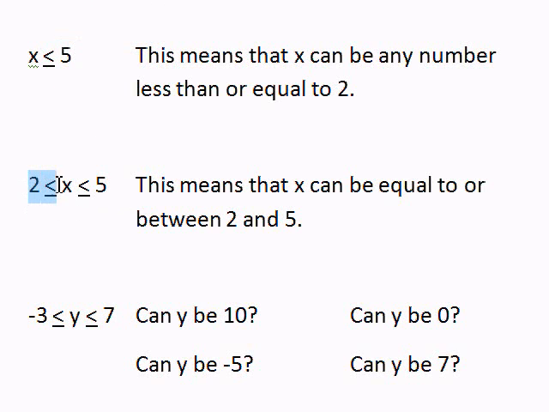The one that can be confusing is this one right here. Notice that x is between the two numbers. The way this is written means that x can be equal to or between 2 and 5.